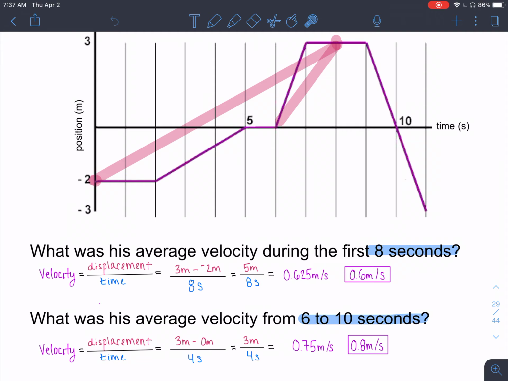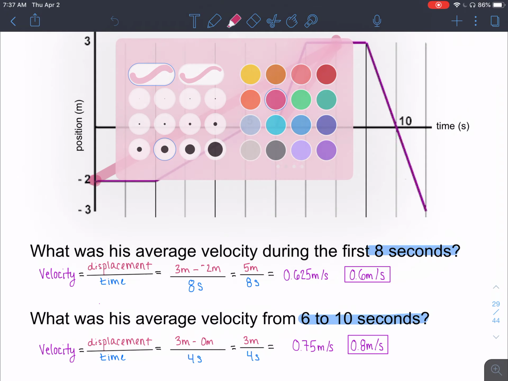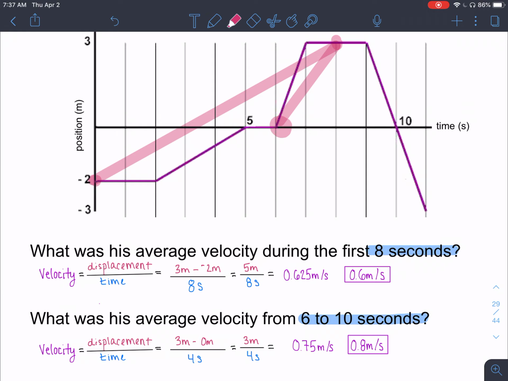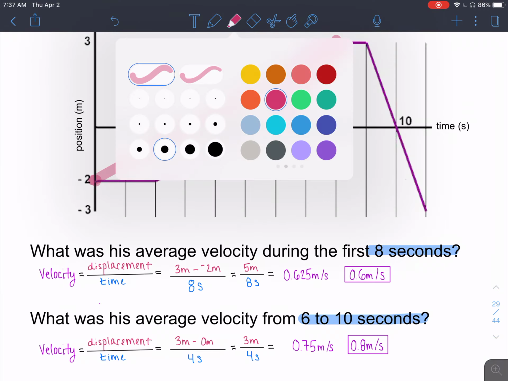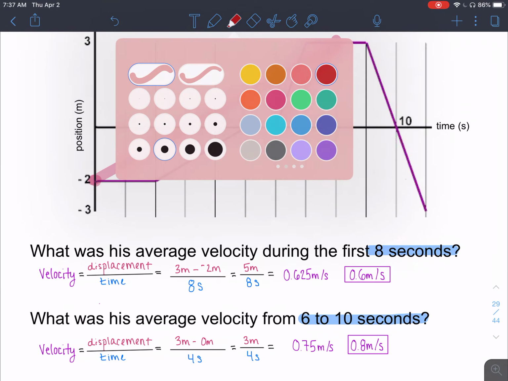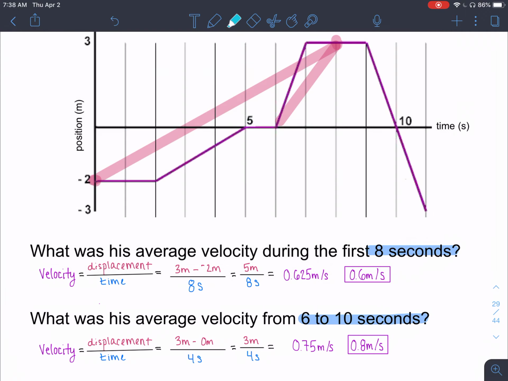For the 6 to 10 seconds, and did I do this wrong? Yes, all right, I apologize. My work down here is incorrect. Please ignore that. For calculating this one out, you want to go from 6 seconds. You know, why don't I change this to red? No, it's too close. Blue. 6 seconds to 10 seconds.